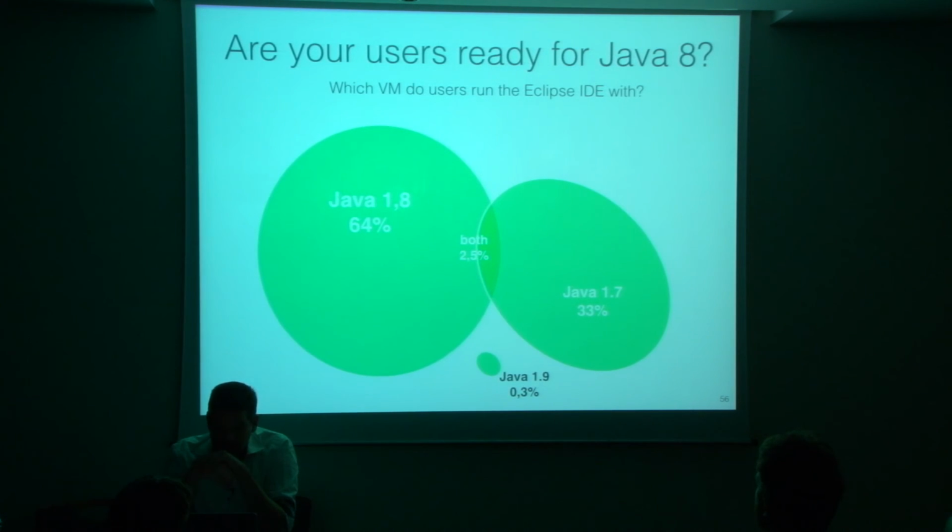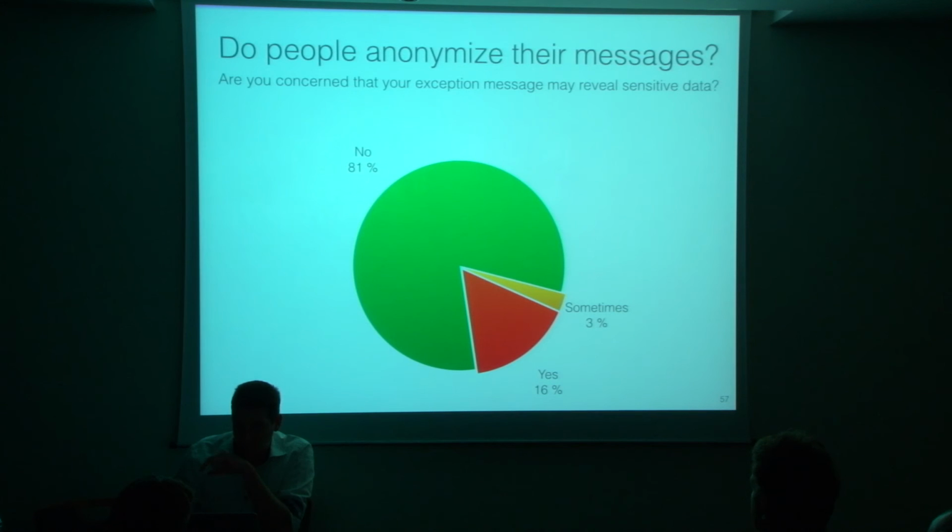It might be interesting. So far, we have 64% of all users using Java 8 already, and just 33% using Java 7, and 0.3% already using the early access of Java 1.9. Okay, so this is going to change. I have to hurry up, so there's not that much time anymore.